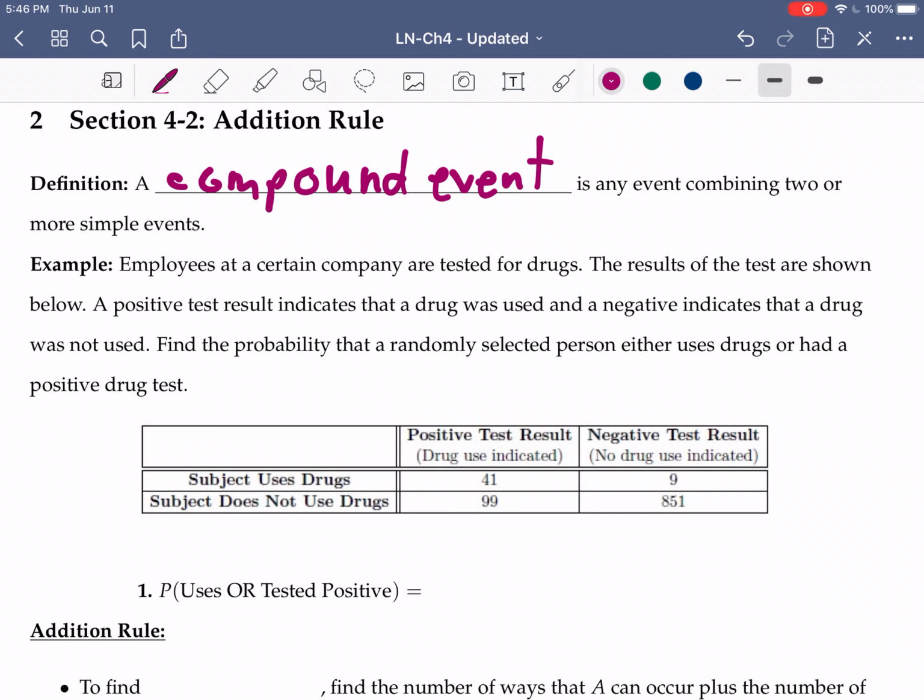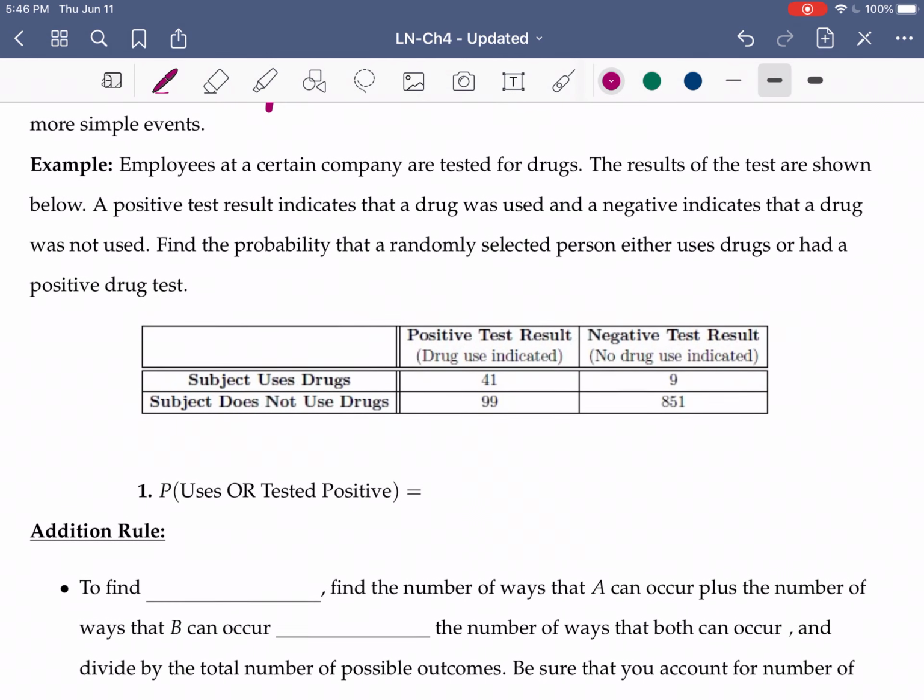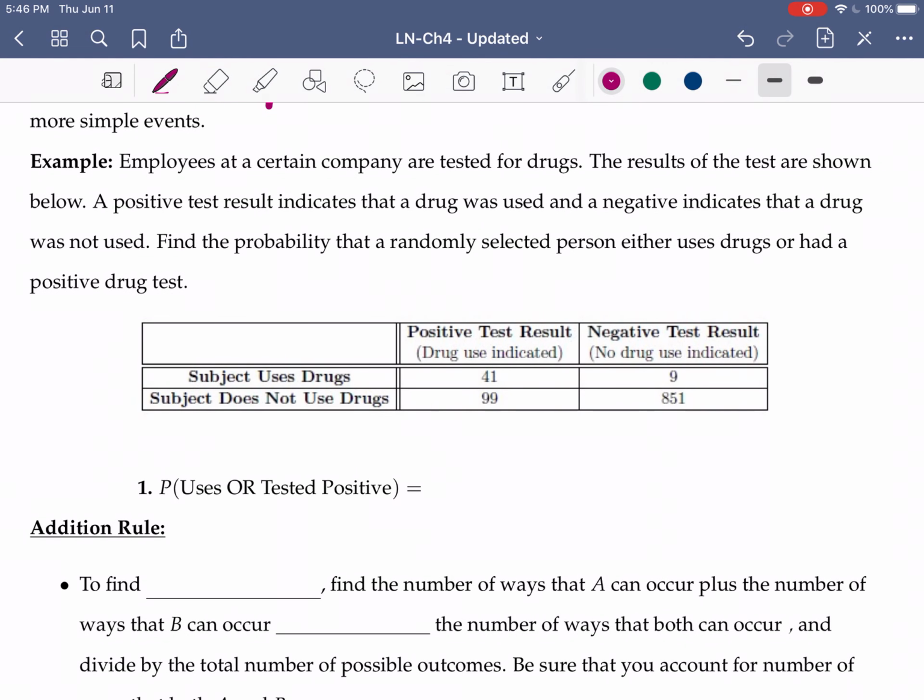We won't see the rule yet. We will develop the intuition for how we find this or probability, and then later on we will look at how we can write that in a more general fashion. Right, so let's look at an example.